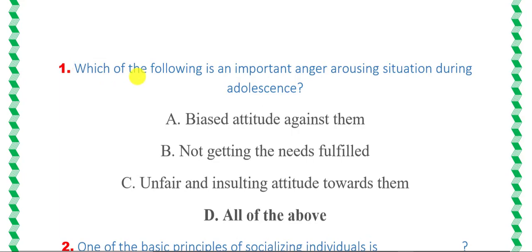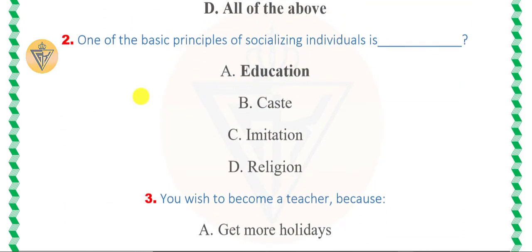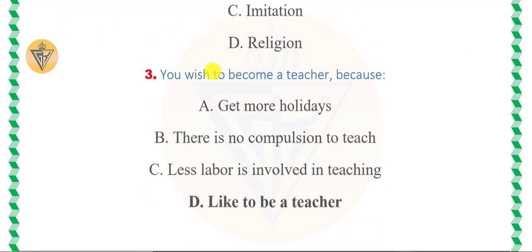Pehla question hai, which of the following is an important anger arousing situation during adolescence? Iske liye option durust hai, all of these hain. One of the basic principles of socializing individuals is education. Correct answer hai. You wish to become a teacher because option D, like to be a teacher.